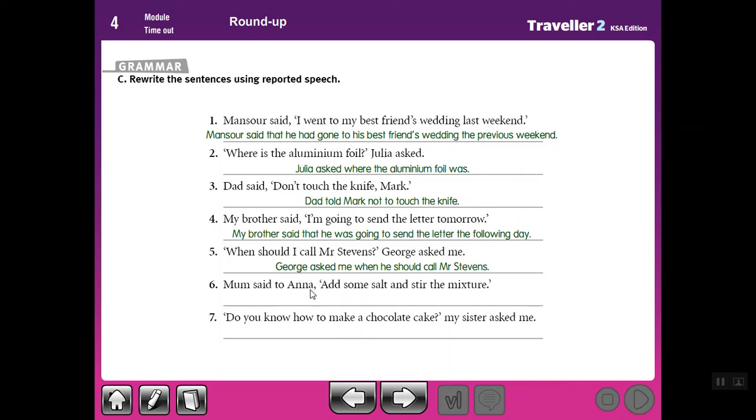Number six. Mom said to Anna, add, here is an infinitive verb.